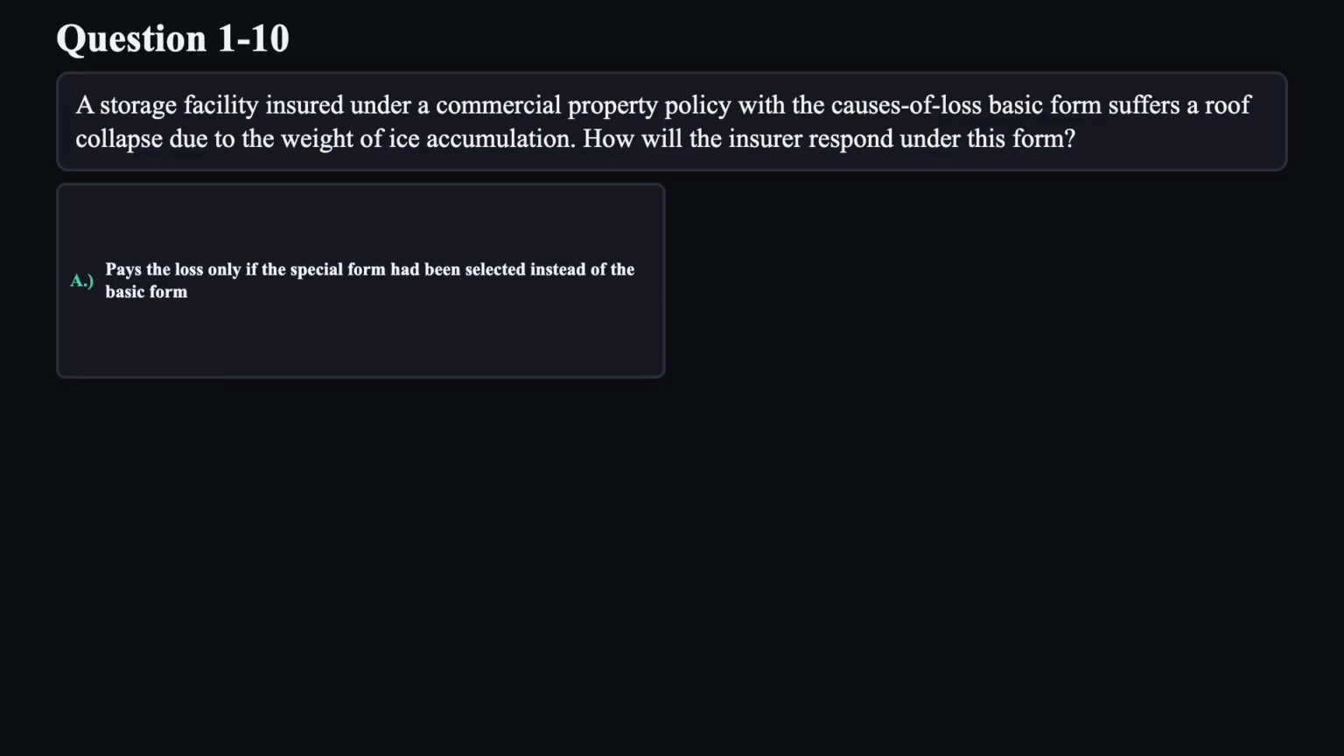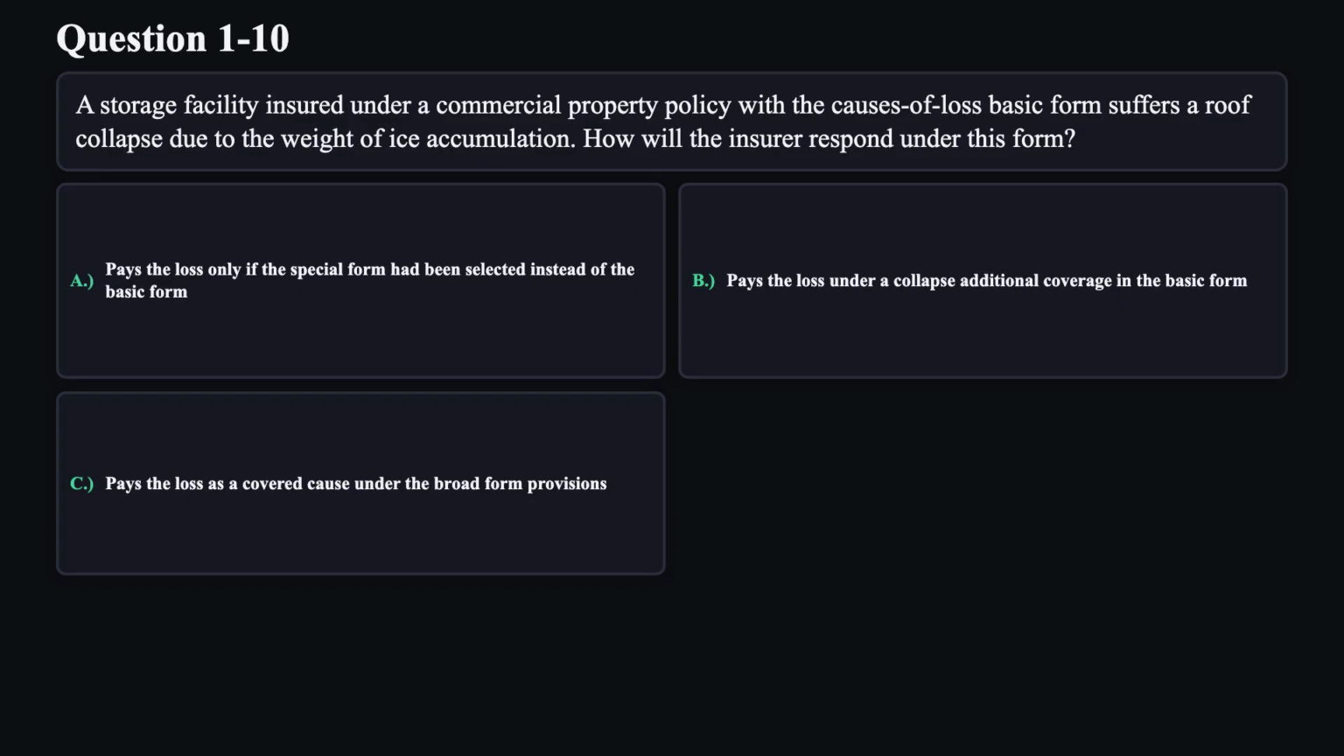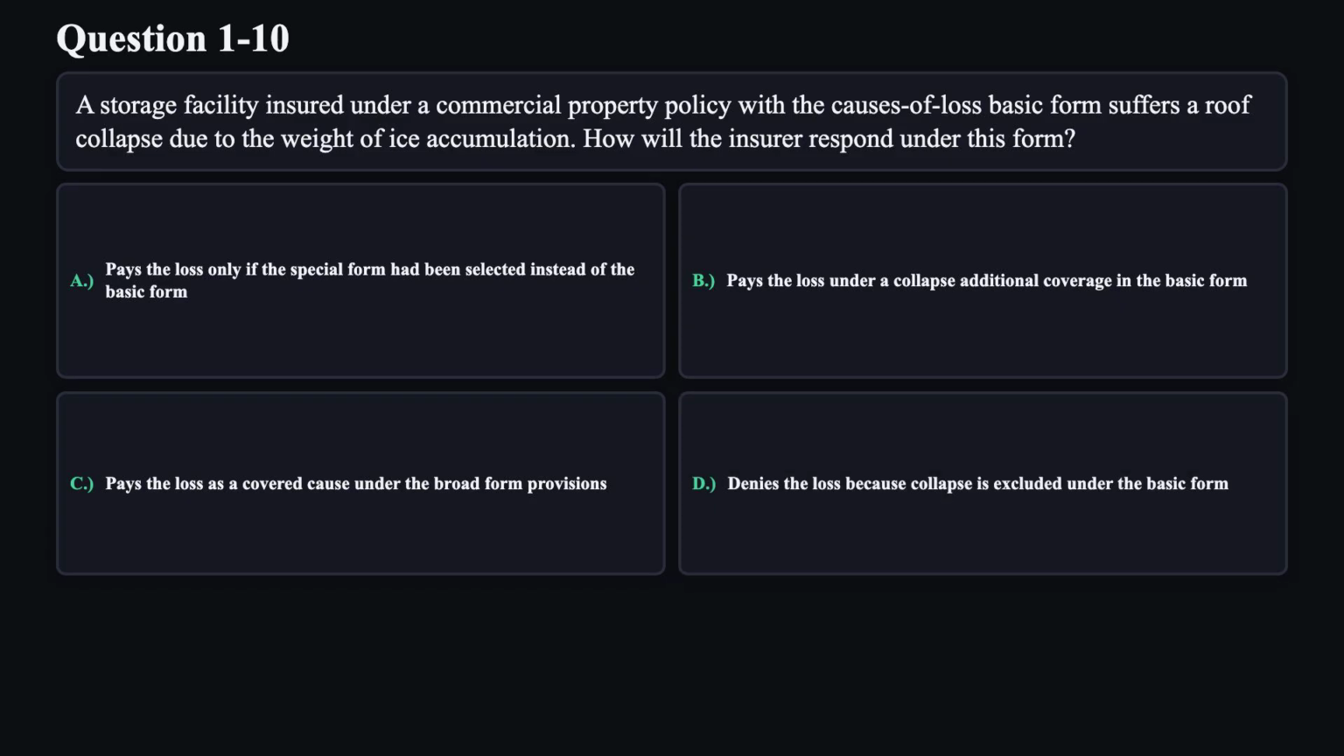A. Pays the loss only if the special form had been selected instead of the basic form. B. Pays the loss under a collapse additional coverage in the basic form. C. Pays the loss as a covered cause under the broad form provisions. D. Denies the loss because collapse is excluded under the basic form.